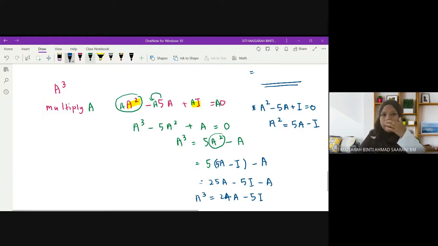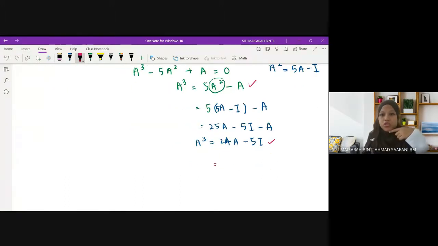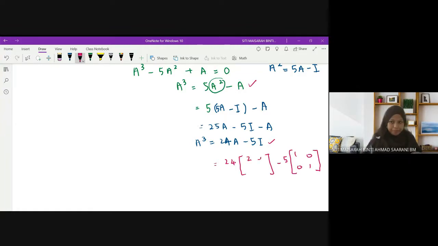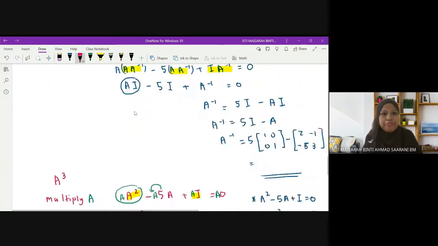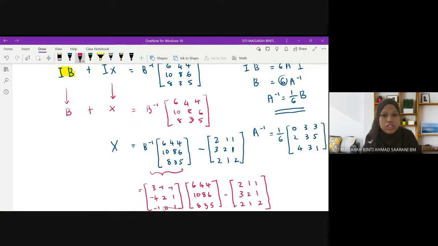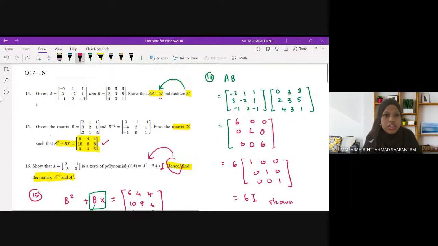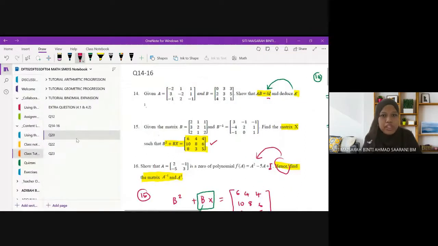Okay, you can use either this one or this one. Choose whichever, and finally you will get the same answer. Only the calculation is different. This one is easier: 24 multiply [2 -1; -5 3] minus 5 times [1 0; 0 1]. So finally you will get A cube. So this is question 16. Then let's move to question 20.